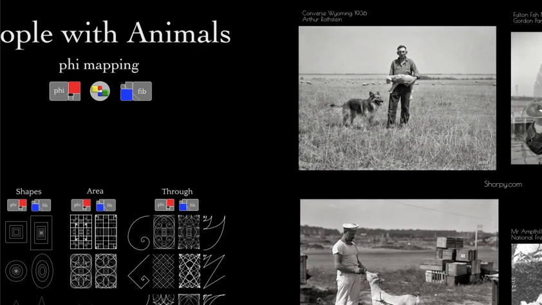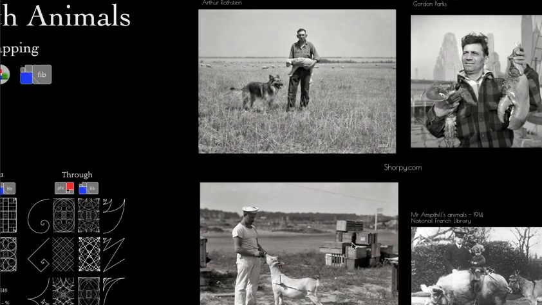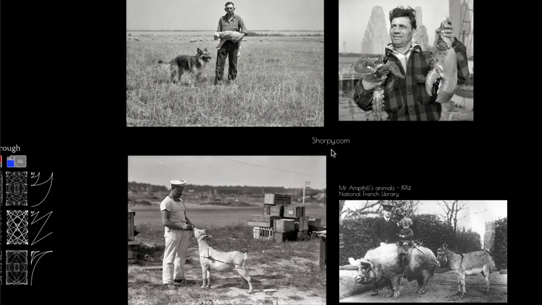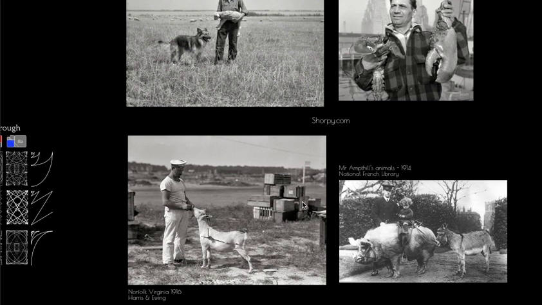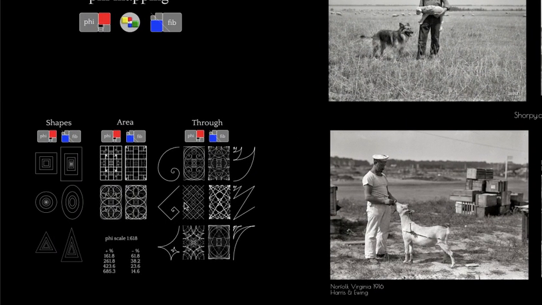People with animals. Looking for phi relationships between people and animals. So I've got some great pictures here from Shorpy.com, a great repository of old photographs like this. And we'll have a little quick investigation as to some of the phi principles within those. So we'll use these different ways to articulate phi.